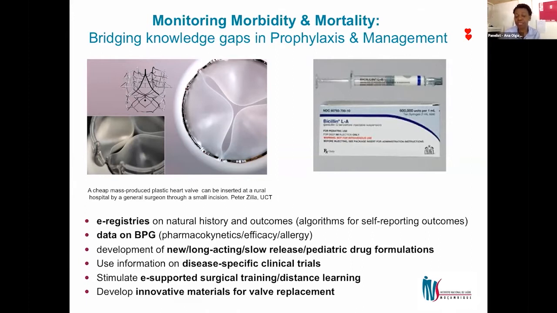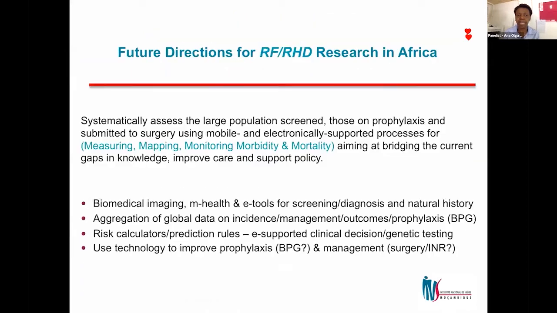On your top left, you see from Peter Zilla in Cape Town, one sample of a new valve that is trying to come to the market and does not need anticoagulation. A cheap mass-produced plastic heart valve can be inserted at a rural hospital by a general surgeon through a small incision. So to end, I will try to tackle future directions.